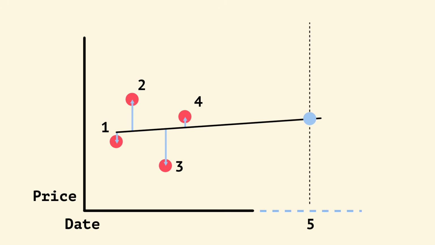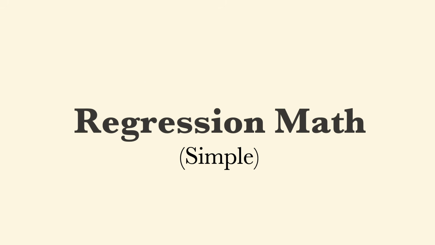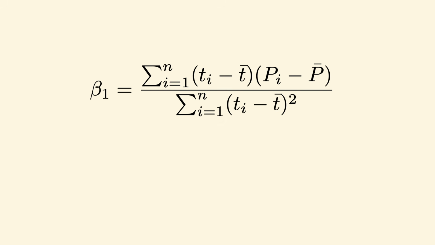Some points will sit above the line, some below it, and that's expected. What matters is that the total distance between the line and all the points added up is as small as it can possibly be. That's what least squares actually means. We're minimizing the sum of those squared distances. In formula terms, this is what regression looks like: a sum of price and time pairs divided by a sum of time values squared. That's really all it's doing under the hood, and the only inputs it needs are your time and price pairs.